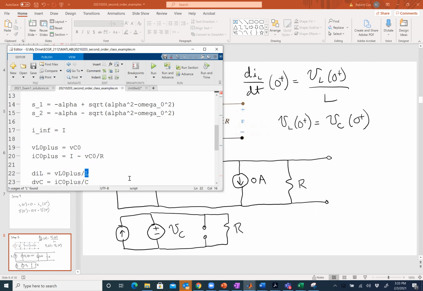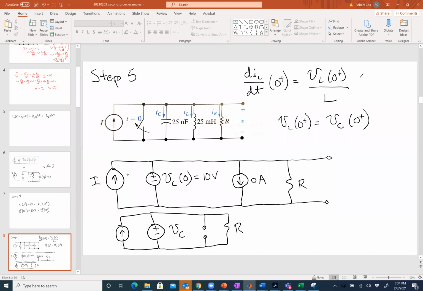Can you explain how you got that top equation again? Which top equation? This one? Yeah. I just took VL equals L di/dt, and I'm explicitly evaluating at 0+. Just doing the algebra, di/dt is V over L. Okay, I see it. Thank you. Yeah. Questions? More questions?